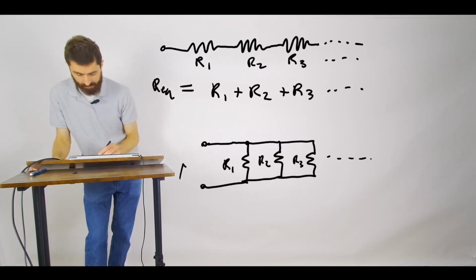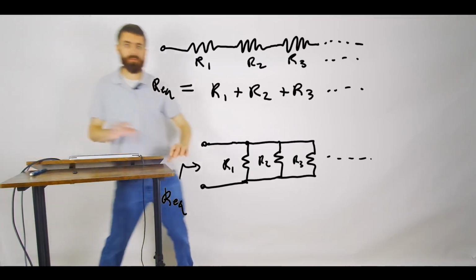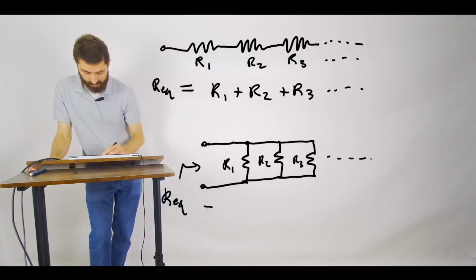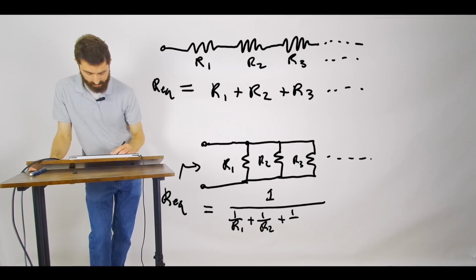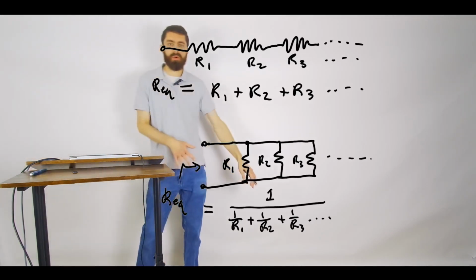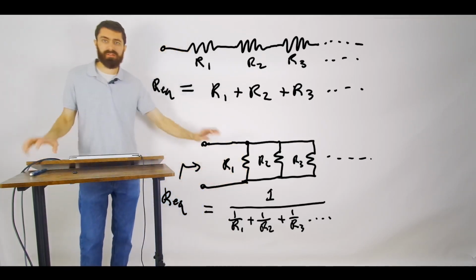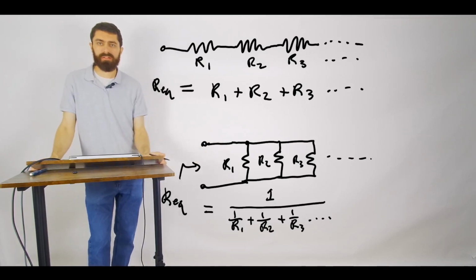The equivalent resistance that this whole string acts like is going to be equal to 1 over R1 plus 1 over R2 plus 1 over R3 dot dot dot. And so that's the formula that you use for that. It's a little more complex.